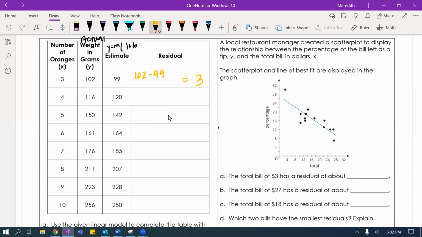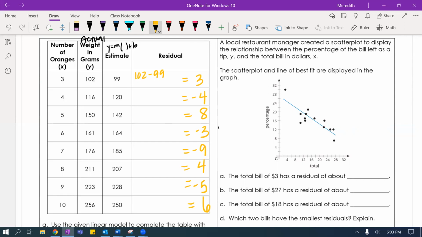And then we're just going to go down and use a calculator and do this for every one. So 116 minus 120 is -4. 150 minus 142 is 8. 161 minus 164 is -3. 176 minus 185 is -9. 211 minus 207 is 4. 223 minus 228 is -5. And 256 minus 250 is 6. So there's all of our residual values.